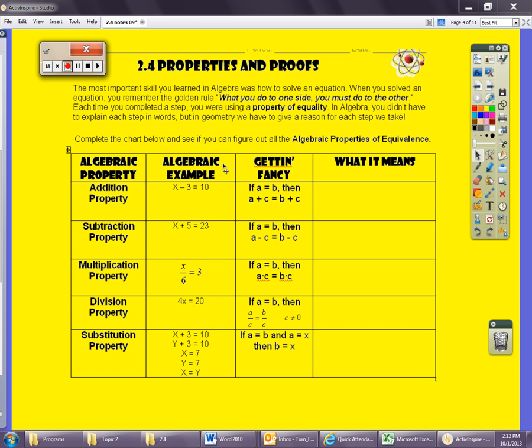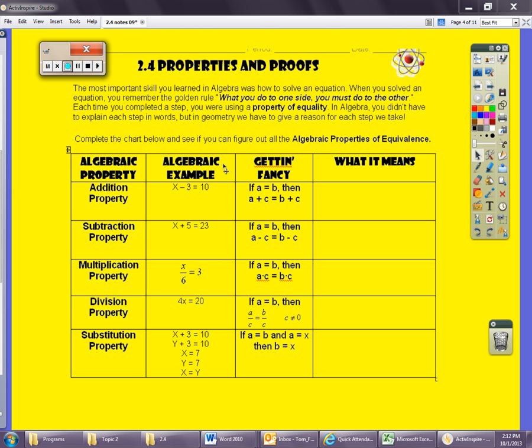Alright, section 2.4, properties and proofs. The most important skill we learned in algebra last year was how to solve an equation. When we solve an equation, remember the golden rule: what you do to one side, you must do to the other side. Each time you complete a step, we're actually using a property of equality.